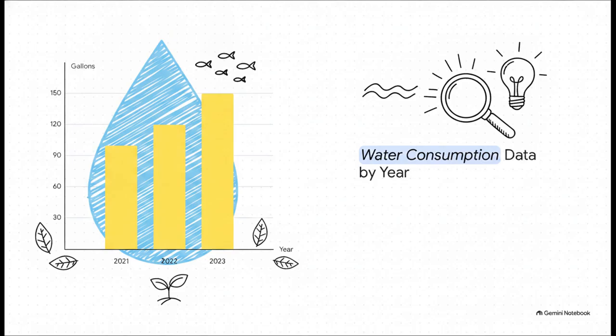But a bar graph? That is the perfect tool here. It clearly compares the numbers side by side. Your audience can instantly grasp the trend. They literally see the bars showing the water usage going up or down in a split second. You've taken complex, dry data and made it instantly digestible.